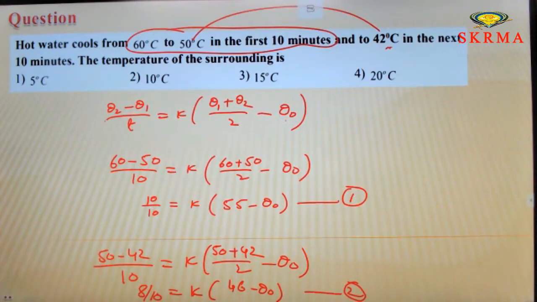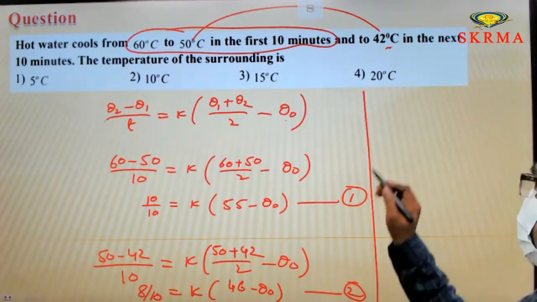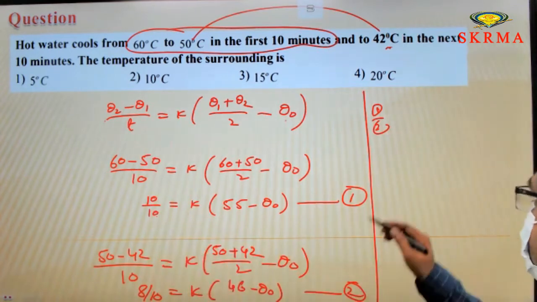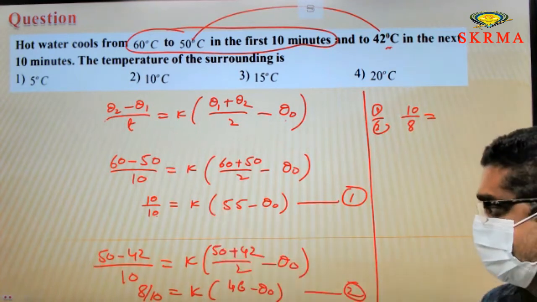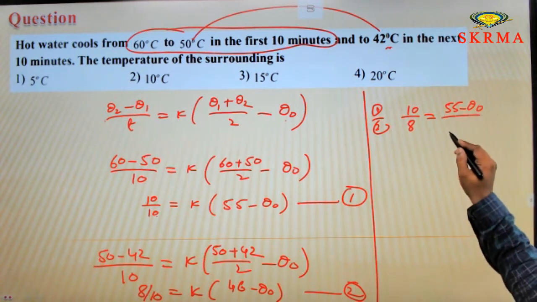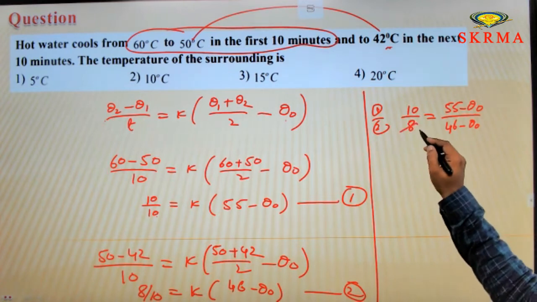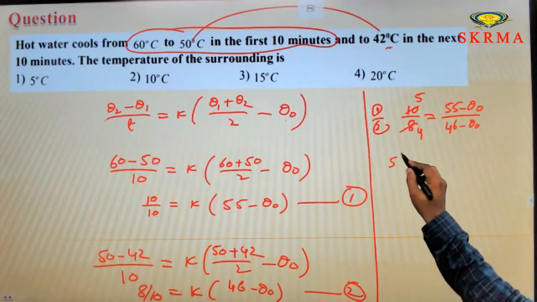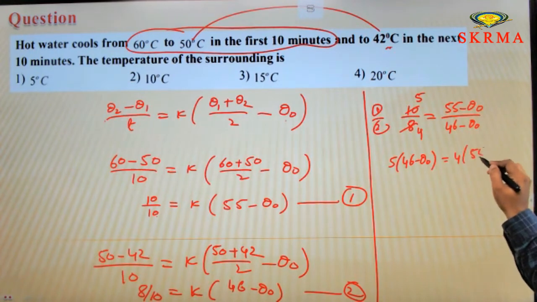Solve equations 1 and 2, then you will get the answer. Now take the ratio between 1 and 2. The denominators 10 and 10 cancel out, so you will get 10 by 8. K and K cancel out. 55 minus theta naught by 46 minus theta naught. This is 4 times 5 times, so 5 into 46 minus theta naught equals 4 into 55 minus theta naught.